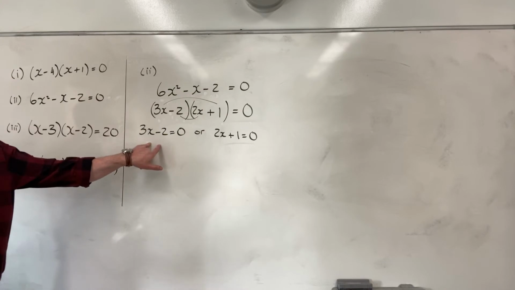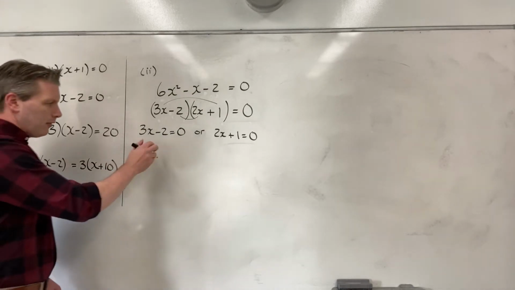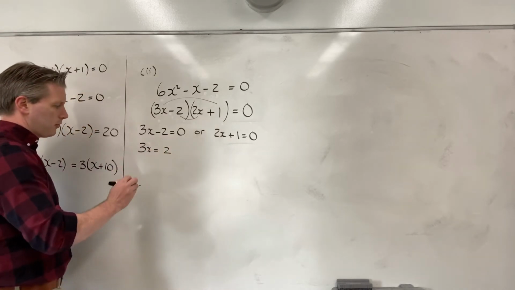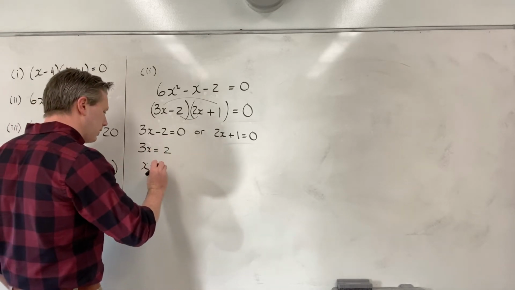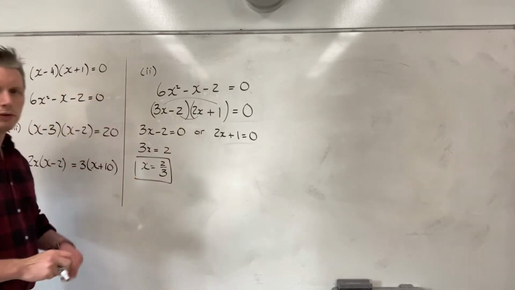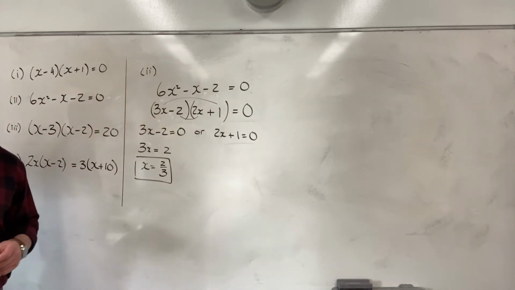If 3x minus 2 is equal to 0, solving this, I get that 3x is equal to 2, adding 2 to both sides. Therefore x must be equal to 2 over 3. That is one of my solutions. That is one of my roots.